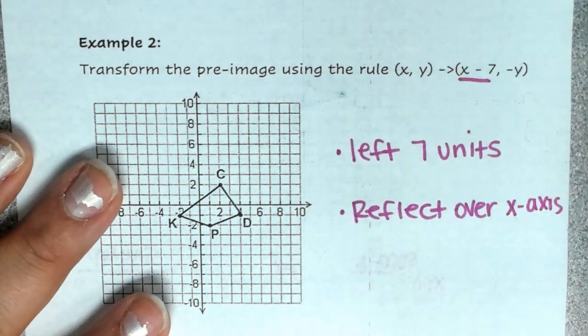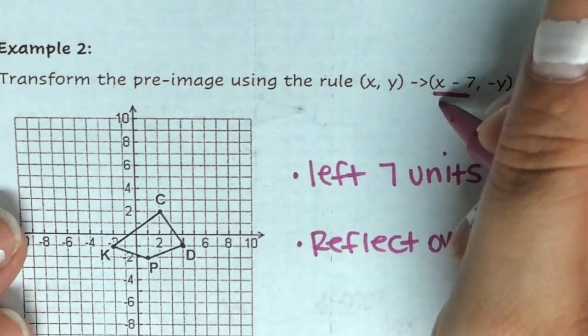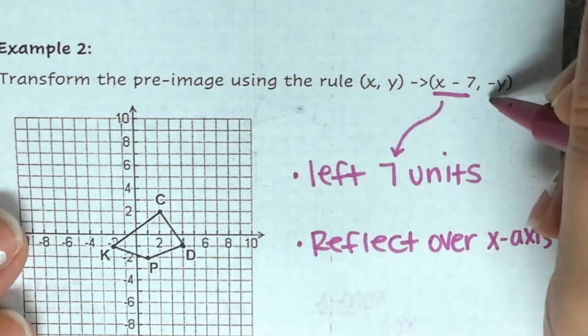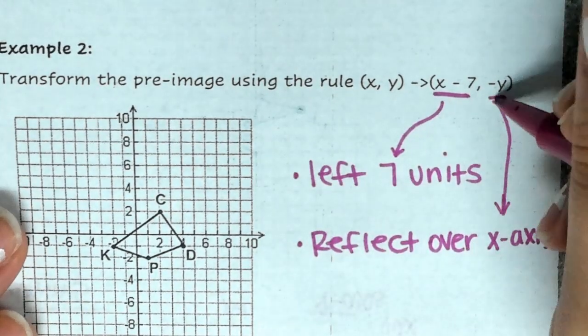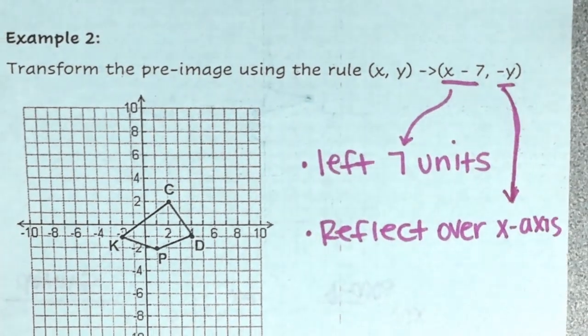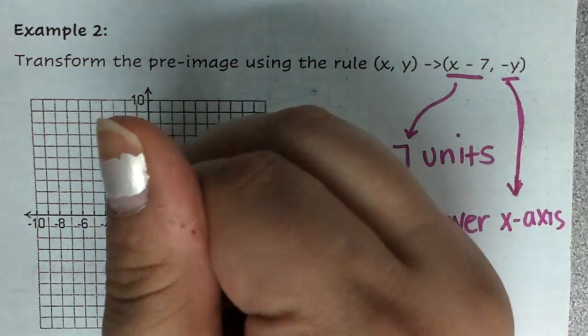So again, those of you that maybe I went too fast just now, the x - 7 tells me I'm going to go left 7 units. The negative y tells me I'm going to reflect over the x-axis. So let's do that. Let me go left 7 on each of these points.